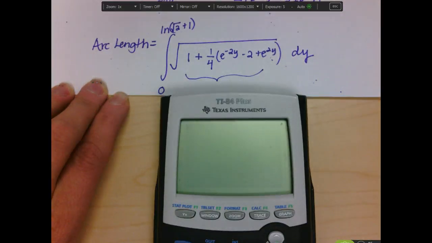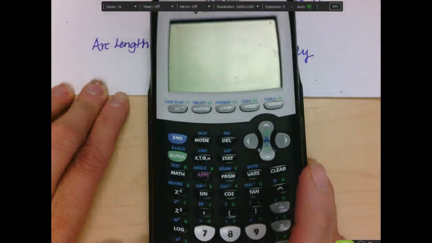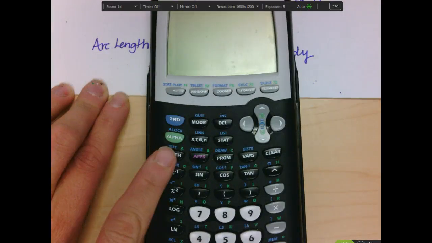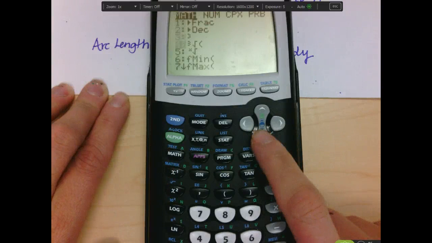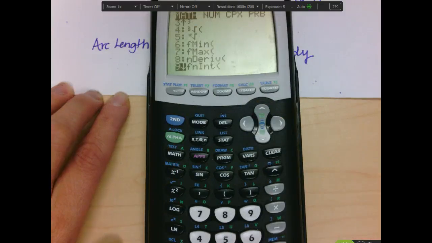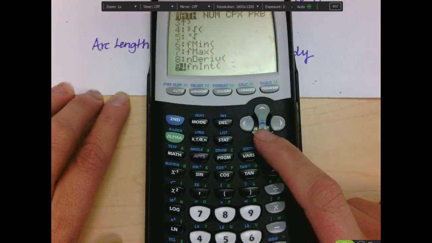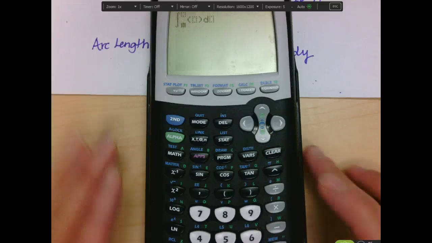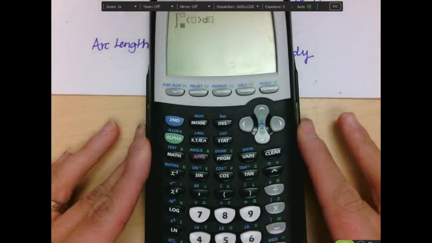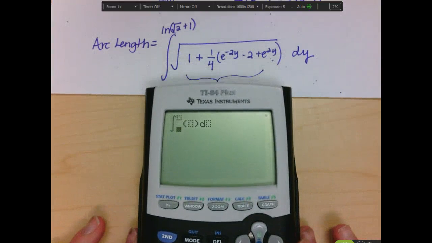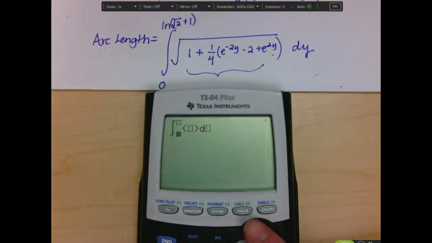On my calculator, I'm going to go to the math function, and then scroll down to find option number 9, FNINT, which means finite or definite integral. When you select it, you're going to see that it has all the prompts that you need to enter. Obviously my lower limit of integration is 0, so I'm going to plug that in. On the top, I need the natural log of the square root of 2 plus 1.